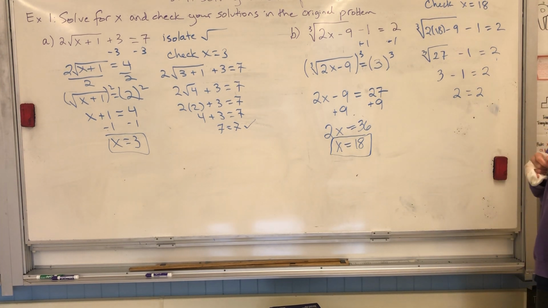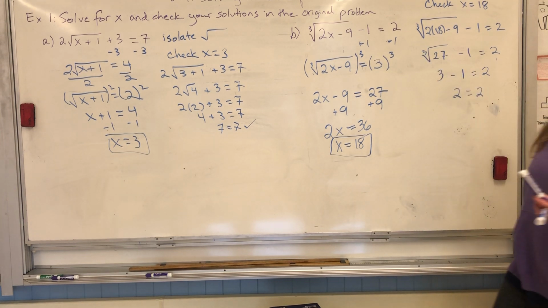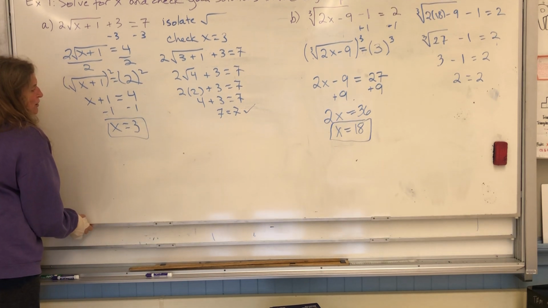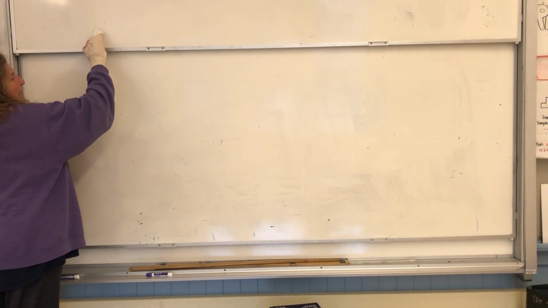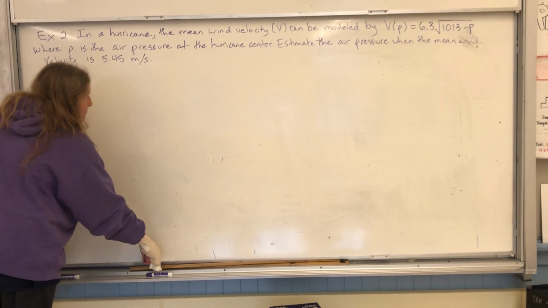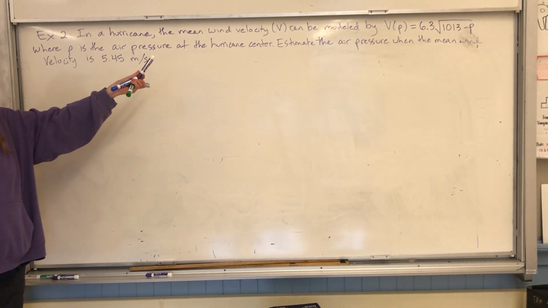Okay, so square both sides on the first one, cube both sides on the second one. Let's take an application, a real-world application. The numbers aren't as pretty, but the process is exactly the same. So here we've got a formula that measures, there are two variables. There's the wind velocity, v.